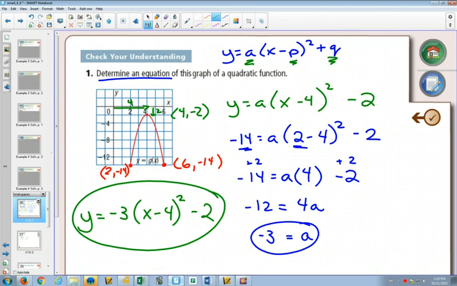Now you have to find an a value, a p value, and a q value, but p and q, you almost find them at the same time because that's your vertex. And then once you have your vertex, you can plug in another point to find your a value, and then once you've got your a value, you can write the entire equation. So questions that you can do for practice on this one are 3, 4, 5, and 7.